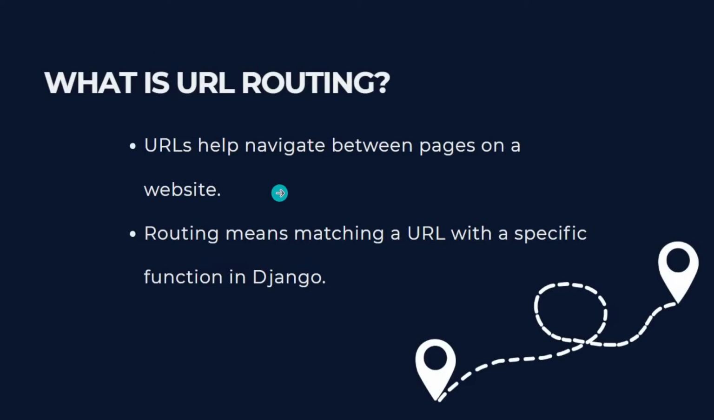Okay, now we understand what is URL routing. URL routing means the URL is a link and routing is going from one place to another place. Okay, you get to understand.